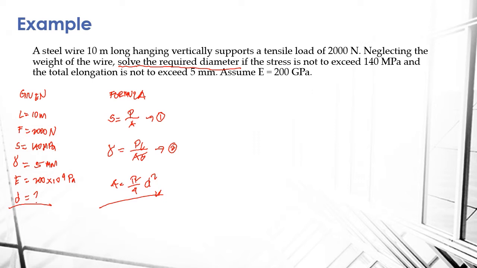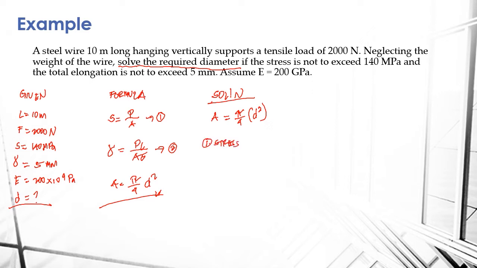Let's proceed to the solution. Area is equal to pi over 4 d squared. We only have d squared, and d is the diameter. Either way, since area has d, we can solve for the diameter. So why not try both? Okay, method number 1, stress.